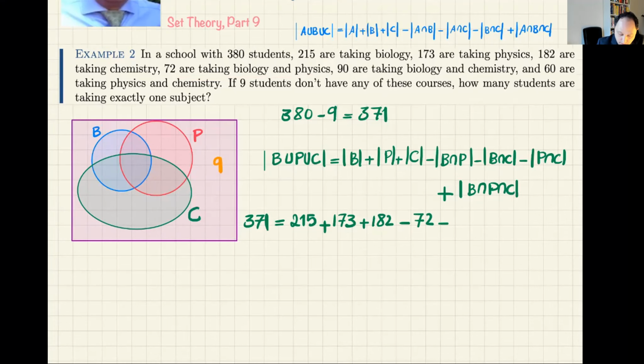And then biology and chemistry is given to be 90. Please correct me if I am making mistakes. And then minus physics and chemistry is 60. But the point is that I don't have any information regarding the number of people who are taking all these courses simultaneously. Yes, so this is unknown. Okay, but that unknown can immediately be calculated. So if you don't mind, and that is a very good way, let me put this x here.